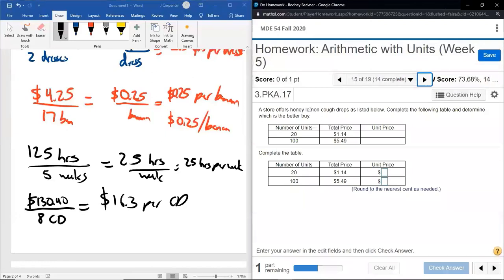All right, the store offers honey lemon cough drops as listed below. I think the homework heard me.